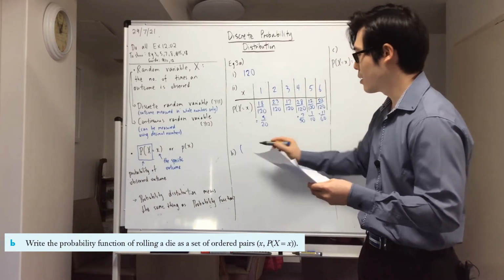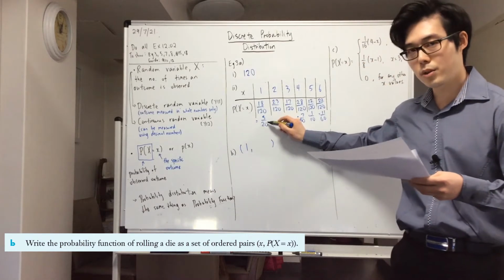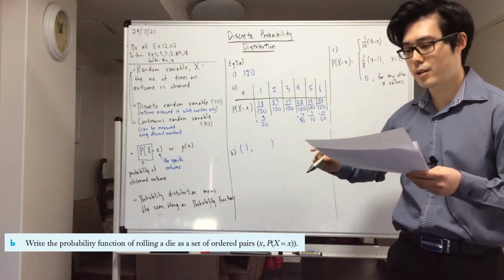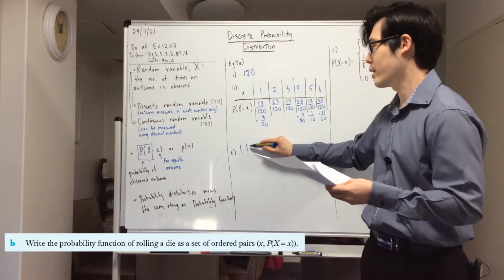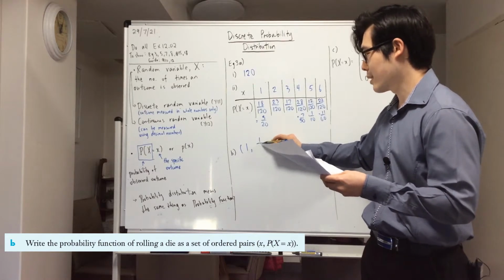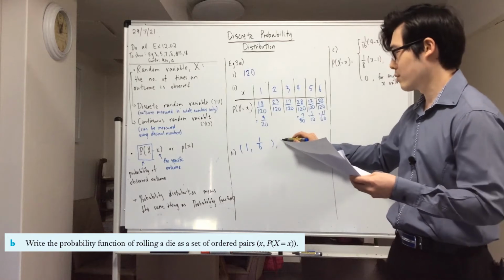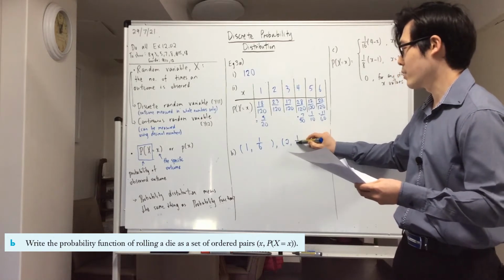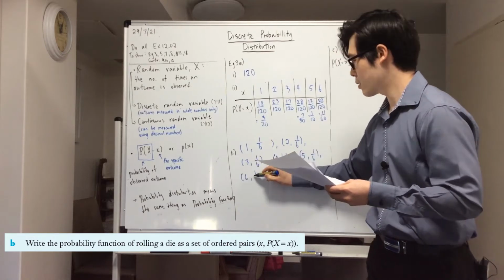So what they mean is for the number 1 that was rolled, we're not going to write the experimental probability. It doesn't say experiment. It says write the probability function of rolling a die. That means write the theoretical probability of rolling a die, which in this case is 1 over 6 to roll a 1. And you have to do that for the rest of the numbers. So 2, you can obviously get 1 over 6 as well. I'll just write them all out. 3, you can also get 1 over 6.